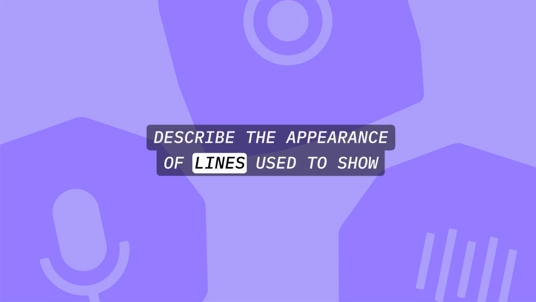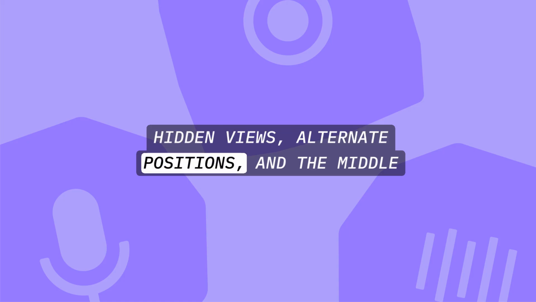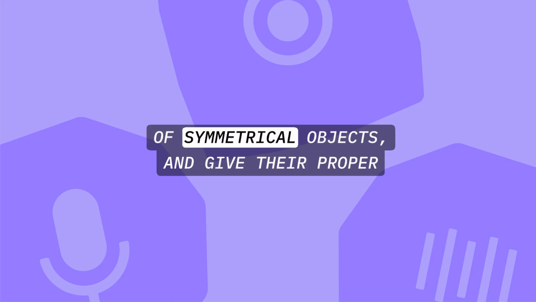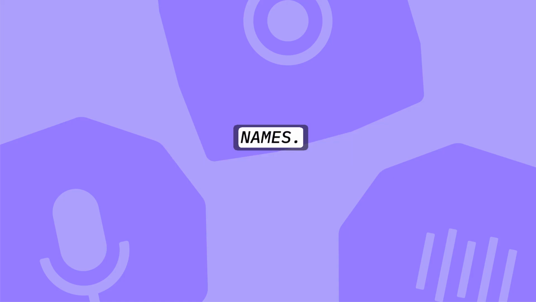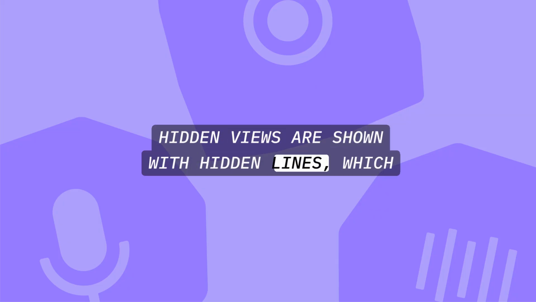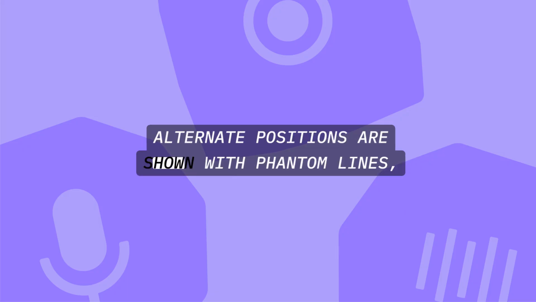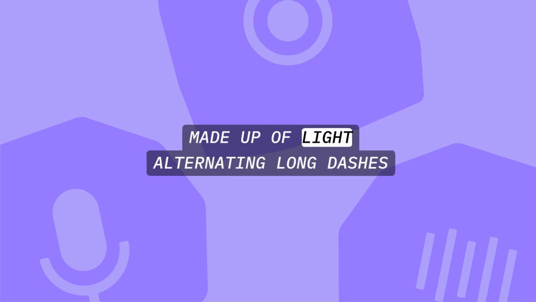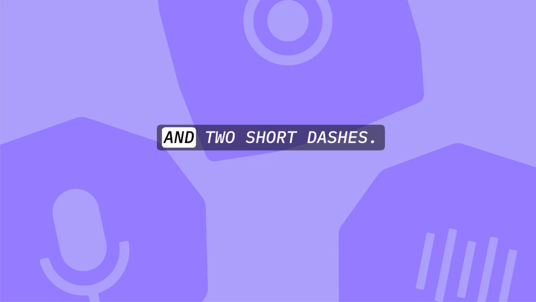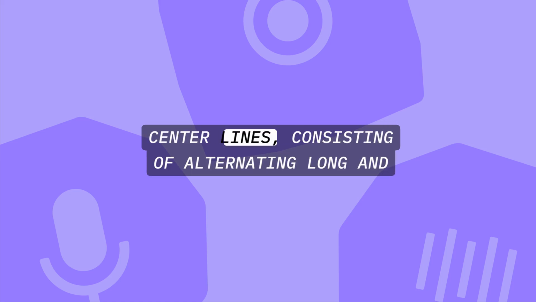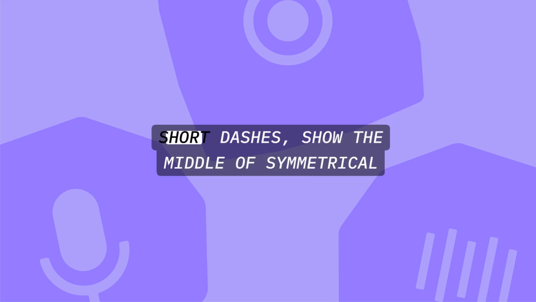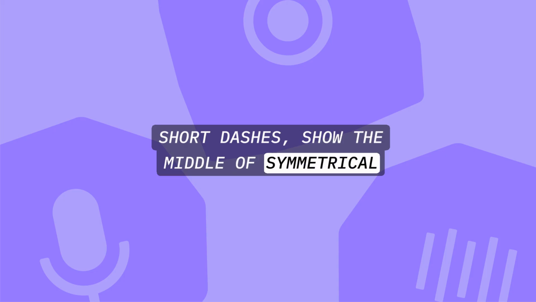Describe the appearance of lines used to show hidden views, alternate positions, and the middle of symmetrical objects, and give their proper names. Hidden views are shown with hidden lines, which are short, evenly spaced dashes. Alternate positions are shown with phantom lines, made up of light, alternating long dashes and two short dashes. Center lines, consisting of alternating long and short dashes, show the middle of symmetrical objects.